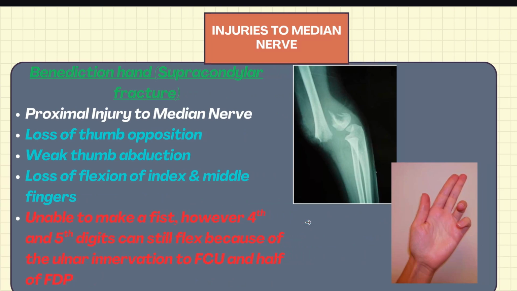Now, we're going to talk about two types of injuries of the median nerve. You can have a proximal injury and a distal injury. For the proximal injury, this injury comes from a fracture in the supracondylar part of the humerus. This fracture is going to cause benediction in the hand, where you're going to have loss of thumb opposition, weak thumb abduction, and loss of flexion of the index and the middle finger. So, if you ask the patient to make a fist, he won't be able to flex his first three fingers. However, he'll still be able to flex his fourth and fifth digits, because he'll still have the flexor carpi ulnaris and the flexor digitorum profundus, because they have the innervation of the ulnar nerve and not the median nerve.